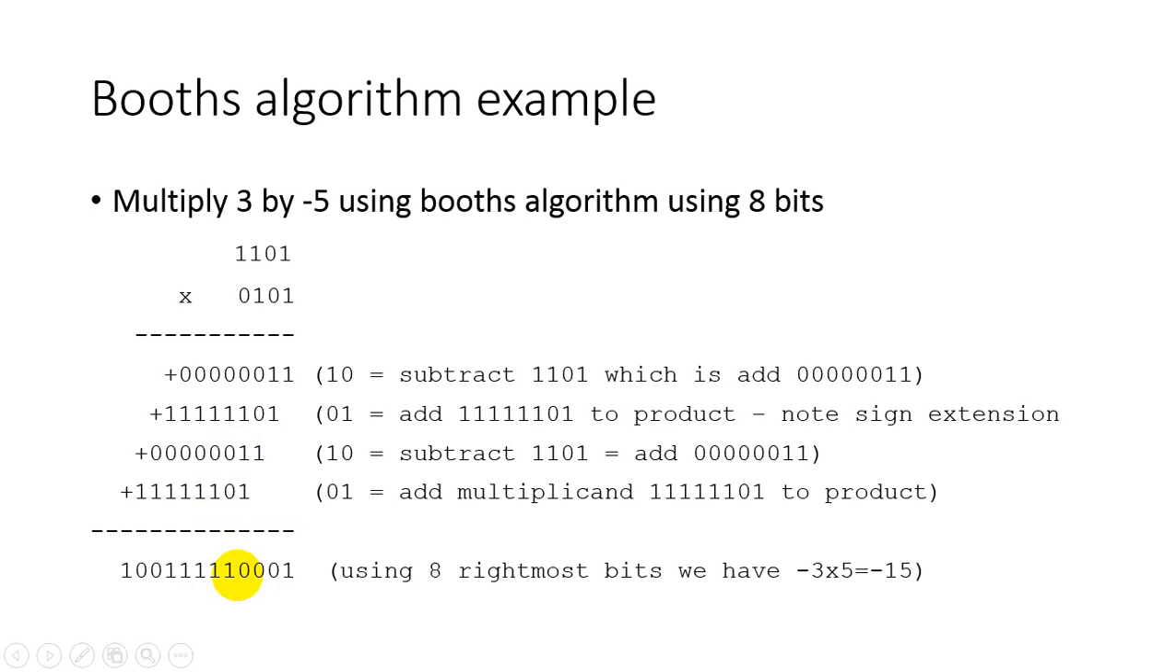We add all those up, and we use the 8 rightmost bits. Therefore, we have negative 3 times 5 equals negative 15, because we're using this bit 1, 2, 3, 4, 5, 6, 7, and 8. So that ends up being negative 15.